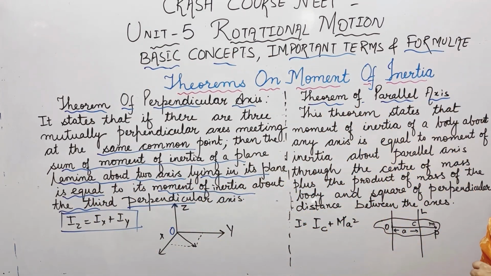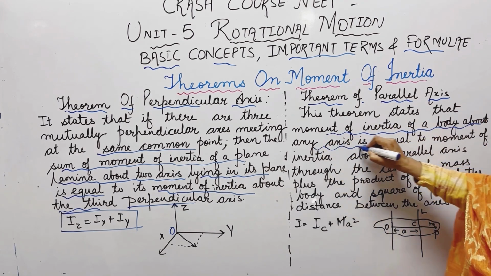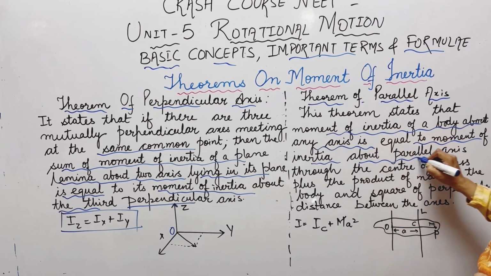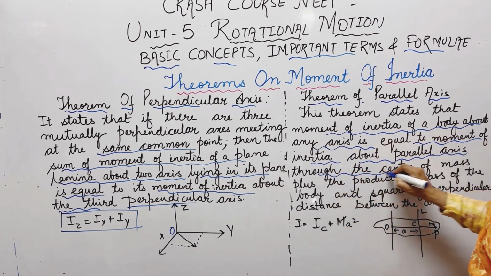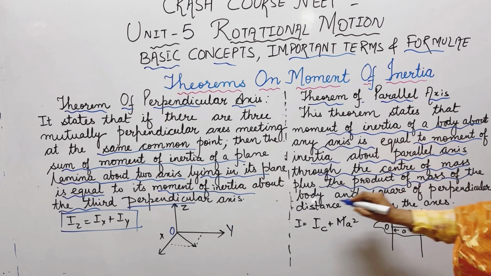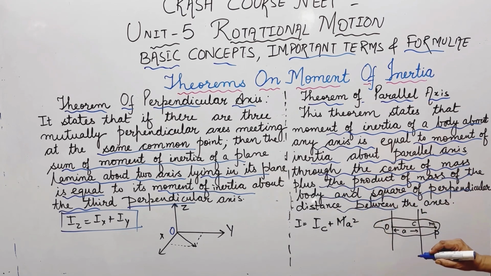According to this theorem, the moment of inertia of a body about any axis is equal to the moment of inertia about the parallel axis through the center of mass plus the product of mass of the body and the square of perpendicular distance between the axes.